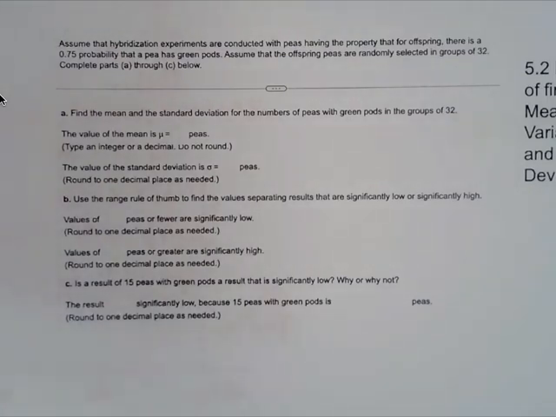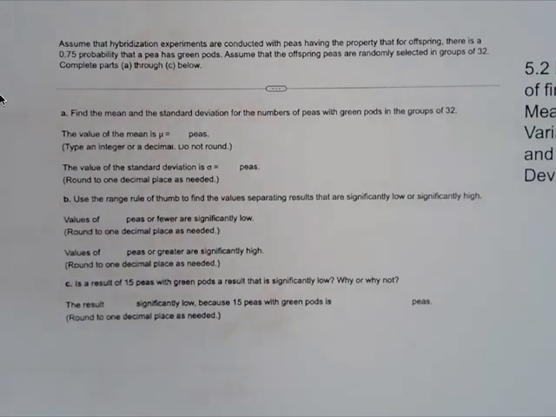Assume that hybridization experiments are conducted with peas having the property that for offspring there is 0.75 probability that a pea has green pods. Assume that the offspring peas are randomly selected in groups of 32. Complete parts A through C below. Find the mean and standard deviation for the number of peas with green pods in groups of 32.